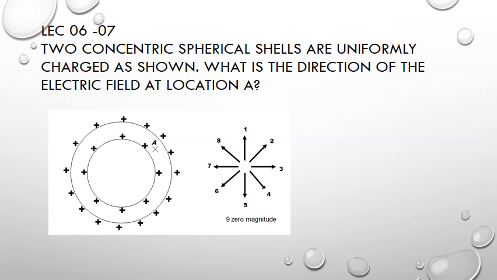Now I have 2 concentric shells that are uniformly charged as shown. What is the direction of the electric field at A? Again, pause the podcast, and then when you've chosen an answer, you can come back and we'll step you through how to find the answer.